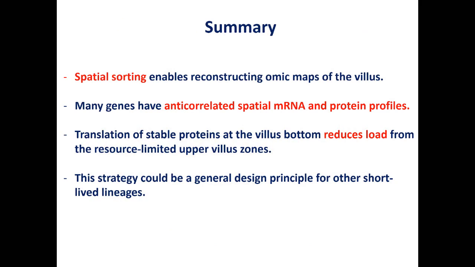I've shown you spatial sorting that enables reconstruction of omics maps of the villus. I've shown you proteomics maps. We can also reconstruct the microRNA, ATAC, and other omics features. Many genes have anti-correlated spatial RNA and protein profiles in enterocytes, surprisingly. Translation of stable proteins at the villus bottom reduces load for the resource-limited upper villus zone. And we think the strategy of spatially or temporally separating protein production and protein activity could be a general design principle for other short-lived lineages, for example, neutrophils, erythrocytes, skin cells, and other tissues.